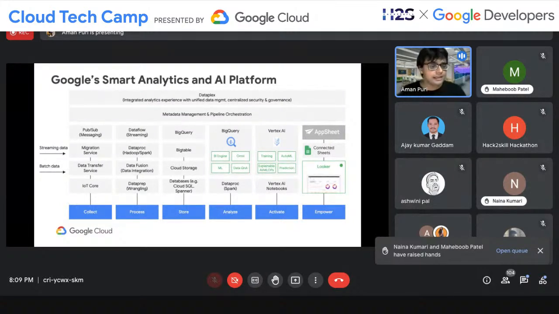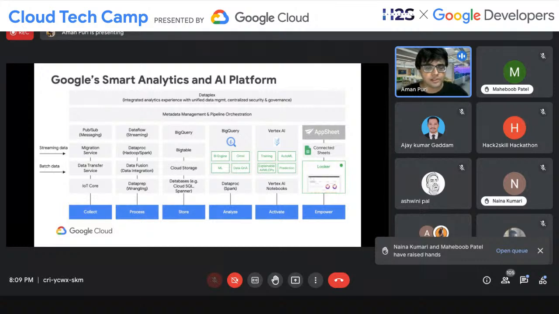So first you collect from different services, like maybe you're migrating from some notification services like PubSub, or you're migrating some data, or you're transferring some data through migrations, or you're getting some IoT tools to collect that data. Second, what you do generally is you process the data.